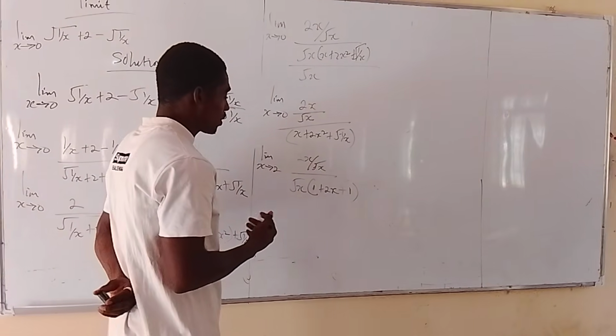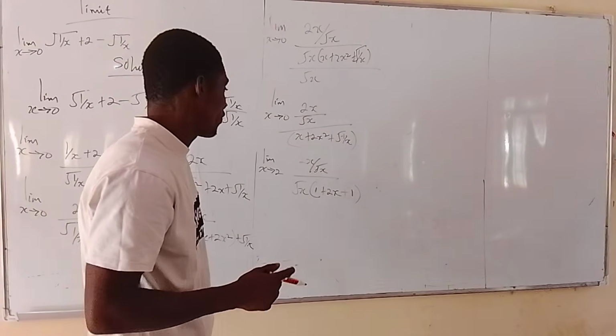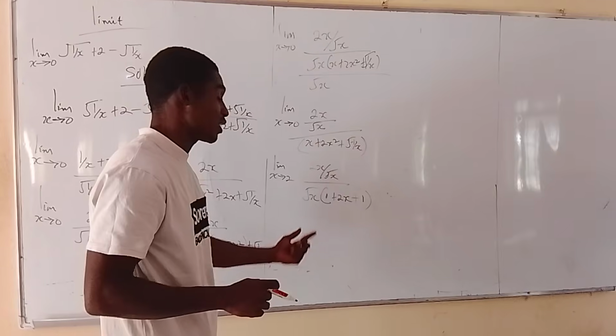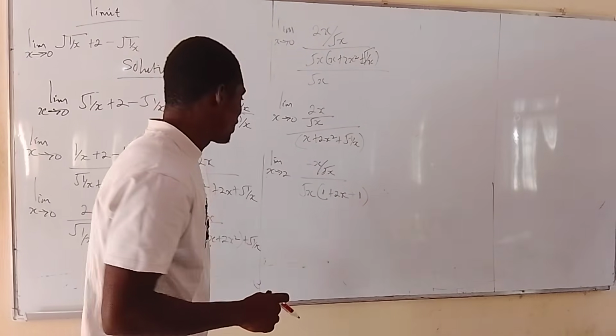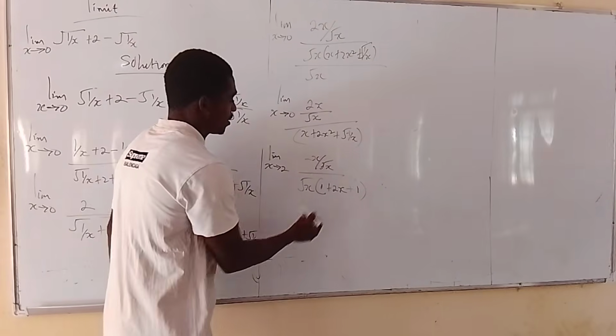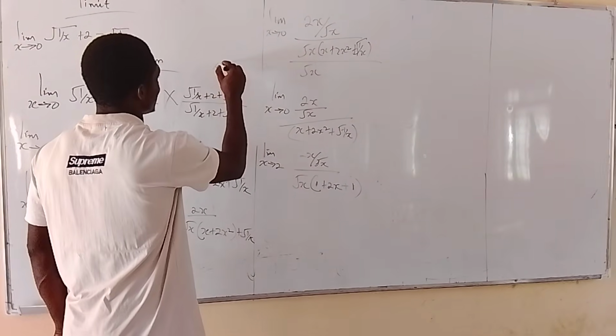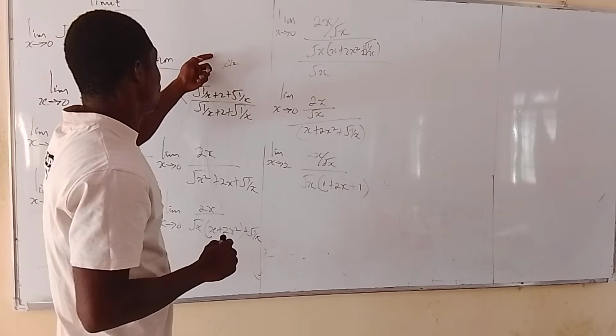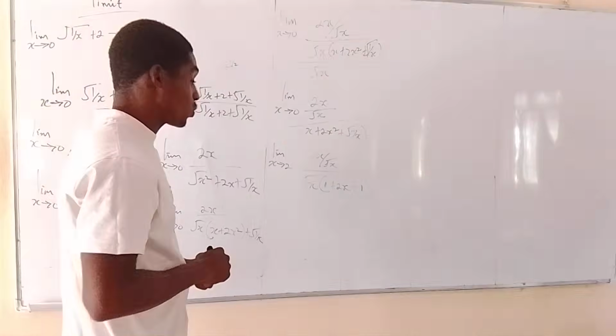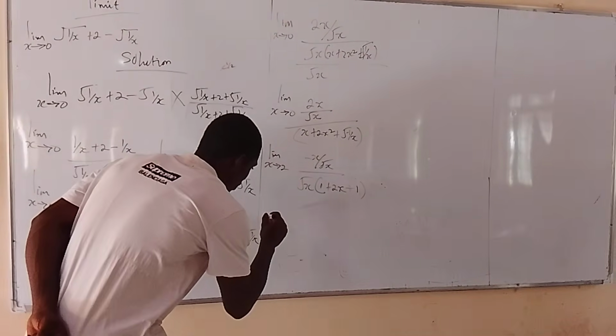Alright, so what are we going to do? Please don't be confused because we have root x here and you'll be trying to still cancel it. No, it's not going to be like that. At this juncture, you know that root x can also be written as x to the power of 1 over 2. So according to indices, we're going to have what?